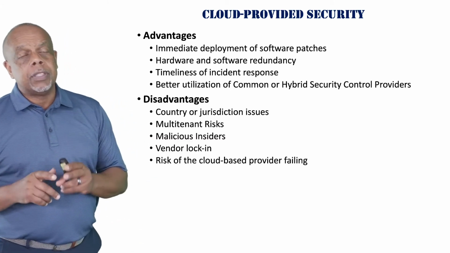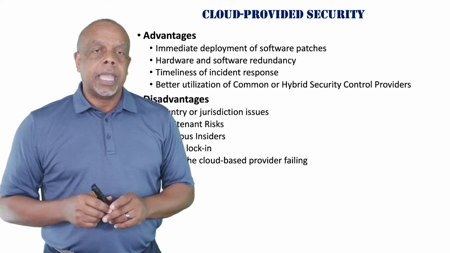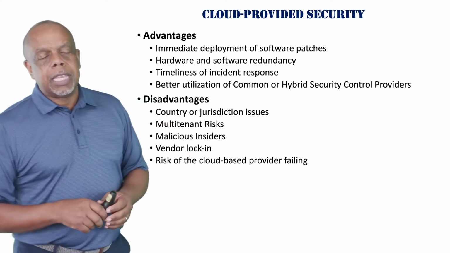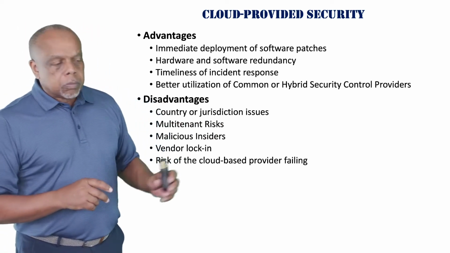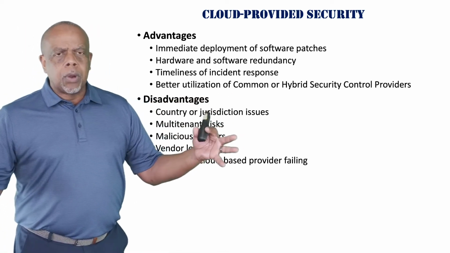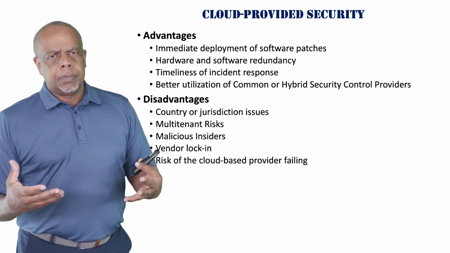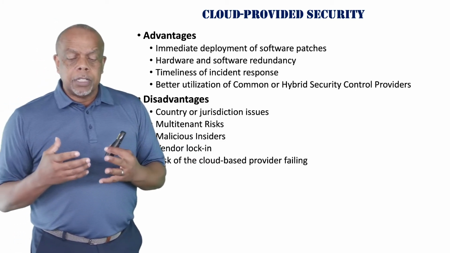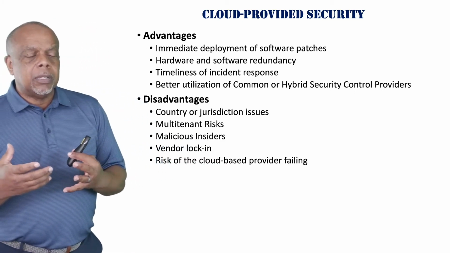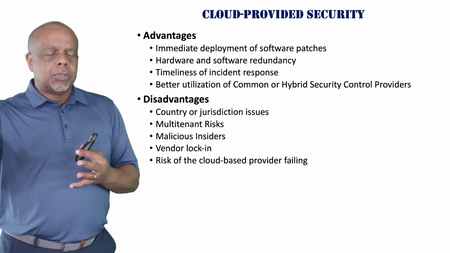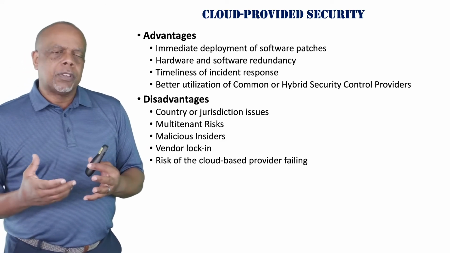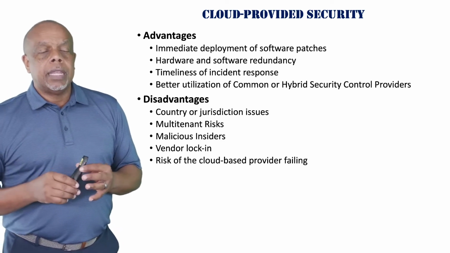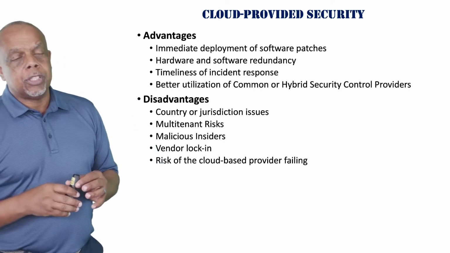Here again, now with every advantage, there is typically a disadvantage. Here's some of the disadvantages: country or jurisdiction issues. When we think about the internet now, it is a global network, and it has no boundaries. So it makes it very difficult, if there is some type of nefarious activity with your data, and that individual is sitting in China, it's very difficult to have some type of legal actions taken on that individual or individuals or those nation state actors, right?